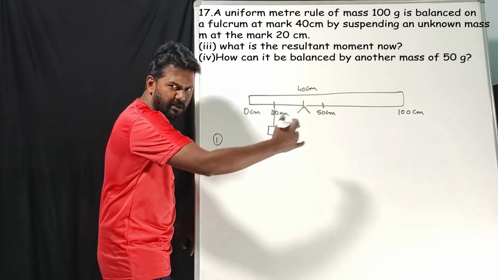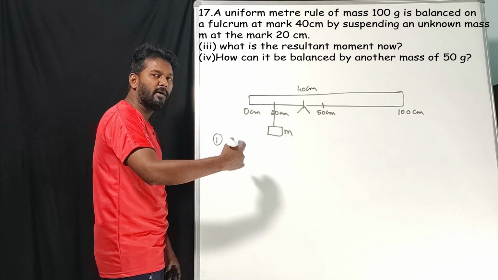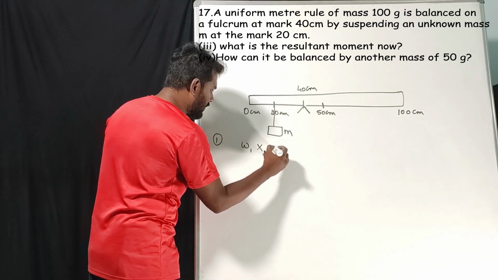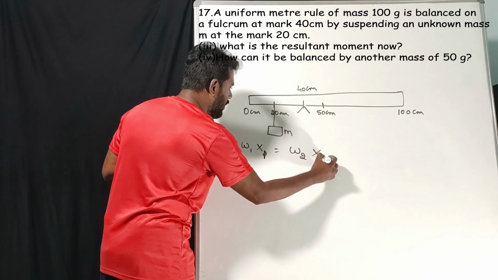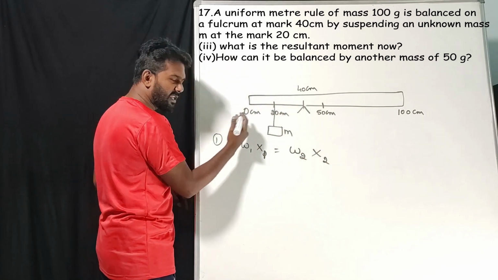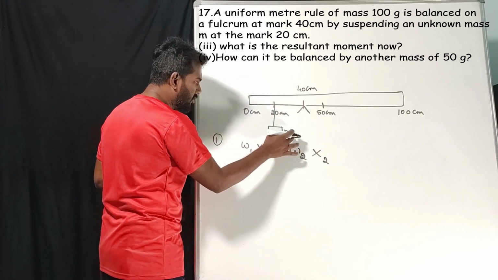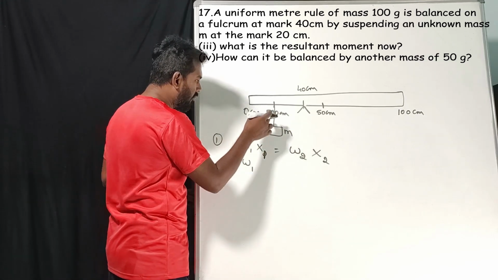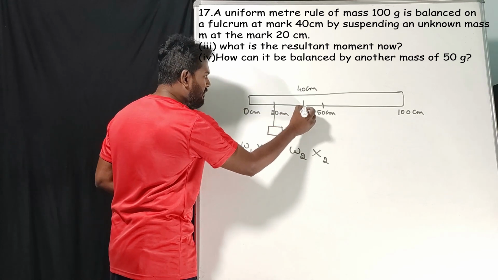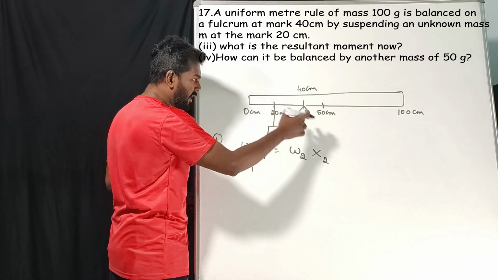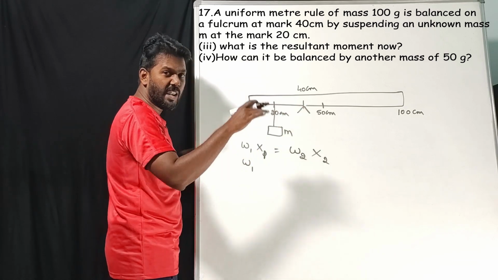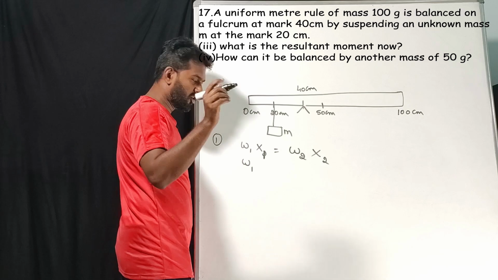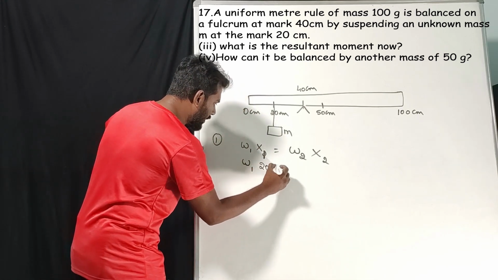Listen. First again, principle of moments: anti-clockwise moments is equal to clockwise moments. W1 into x1 is equal to W2 into x2. W1, on this anti-clockwise side, we don't know, correct? So we'll keep it as W1 only. X1 is from the load to the fulcrum. See, this is the fulcrum, not this one. This is the center of gravity. Fulcrum is where we have balancing right now. From 20 to 40, 40 minus 20 will be 20. So x1 value will be 20.